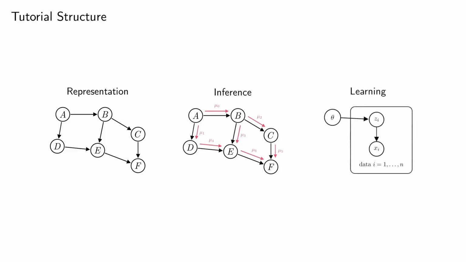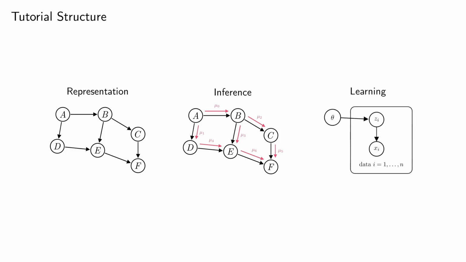Lastly, learning asks how we can fit the model from the data. If a graph is fixed, we may estimate only its numerical parameters. If the dependencies are unknown, we may also learn the graph structure. With hidden variables, learning can require repeatedly alternating between inference about the hidden states and parameter updates.